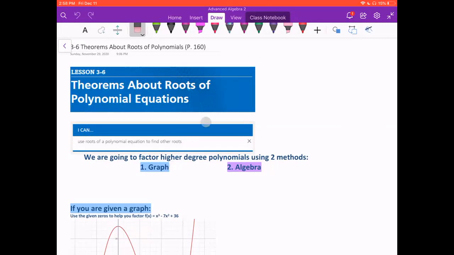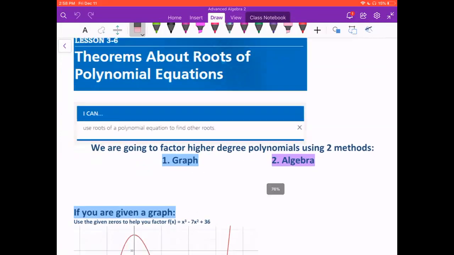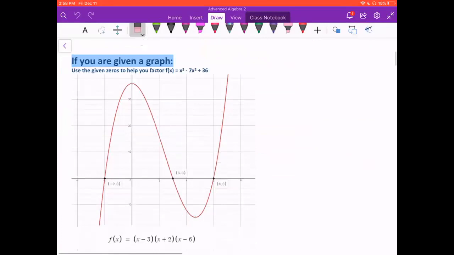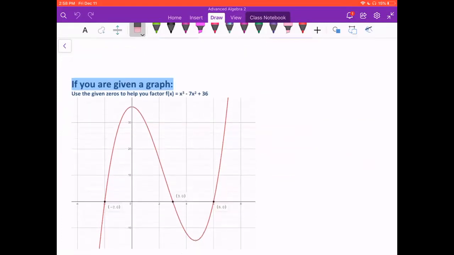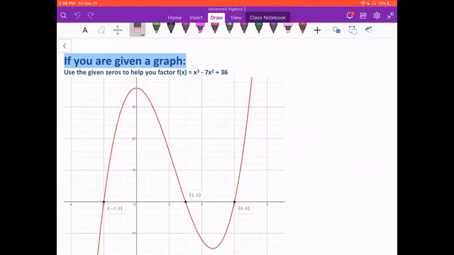So let's start off with the graphical method. We are on page 160 in your workbooks, but you'll notice the first two examples are not there. So I just want you to look at this as I work it out, and then I'll alert you whenever you should start taking notes in your workbook.